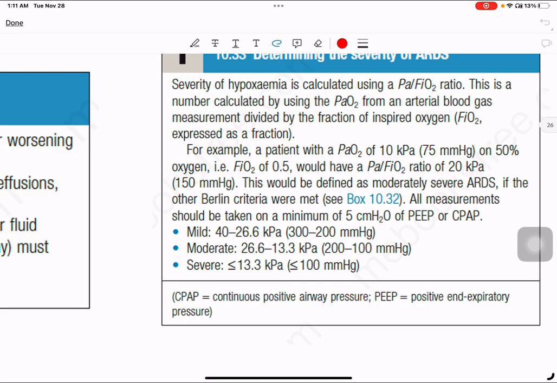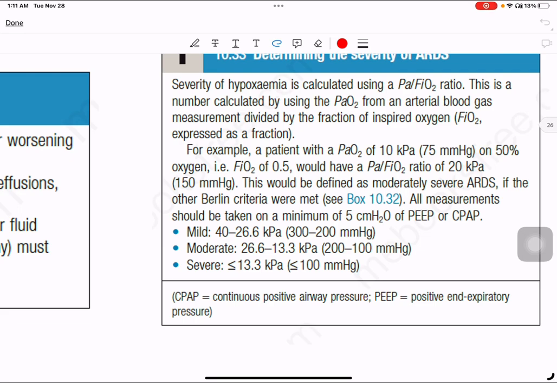If a patient, for example, has a partial pressure of arterial oxygen of 10 kilopascal on 50% oxygen, that is the fraction of inspired oxygen, the inspired oxygen is 0.5, so the ratio will be 20. So it is the ratio of partial pressure of arterial oxygen divided by the fraction of inspired oxygen given to the patient. Based on the ratio, there will be three criteria: mild, moderate, or severe.